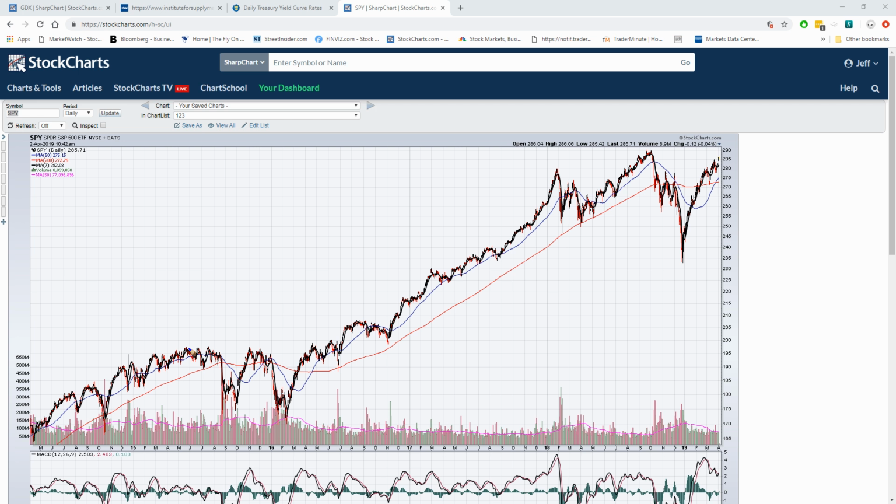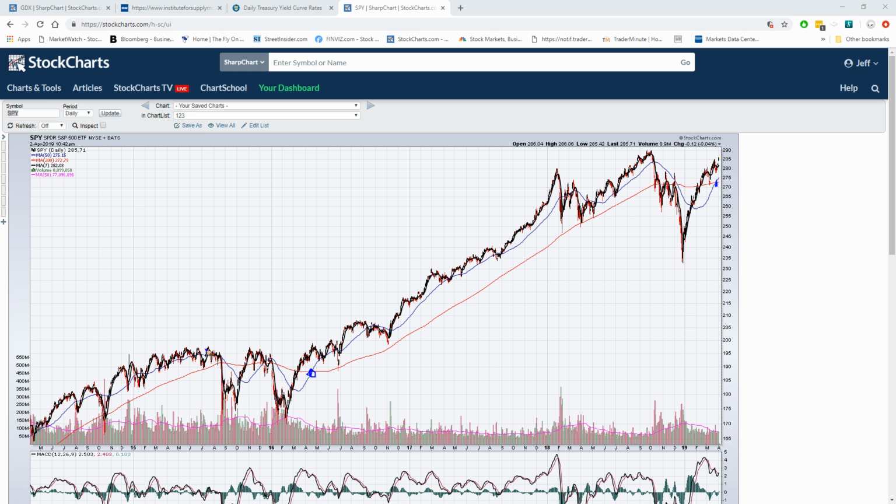Now, what's really interesting is how infrequent this type of crossing action has been. In fact, 2016 was the last golden cross, and this is the first one since then. Three years later is when the next golden cross is. That's pretty amazing.